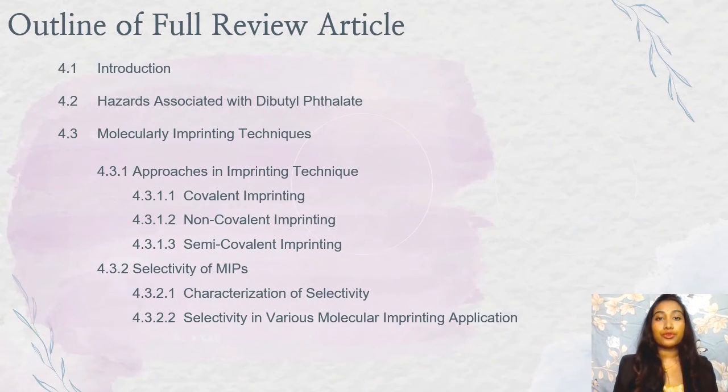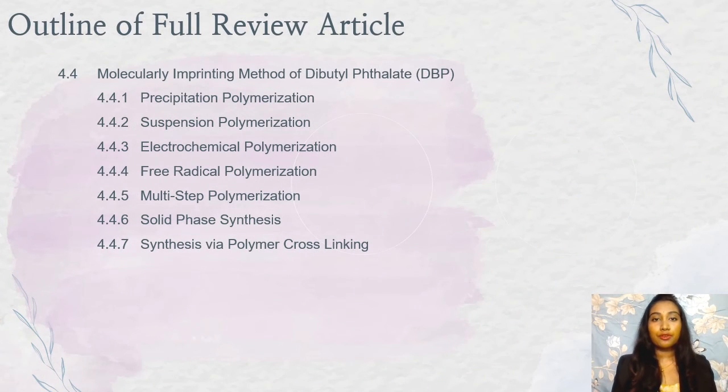Next is the outline of the full review article. The paper starts with introduction, continues with a discussion of hazards associated with Phthalate, continues with molecularly imprinting techniques, which are approaches in imprinting technique that are divided into covalent, non-covalent, and semi-covalent imprinting, moves on to selectivity of MIPs, which covers characterization of selectivity, and selectivity in various molecular imprinting applications. Next, topic 4.4 would be molecularly imprinting method of DBP.